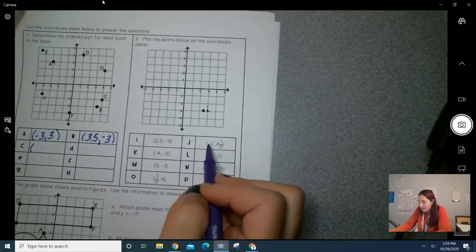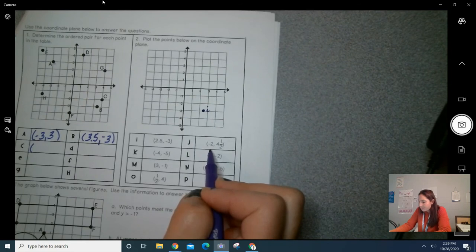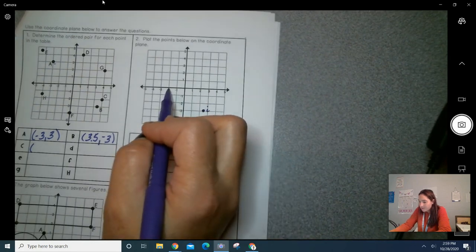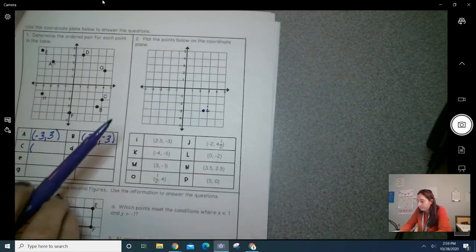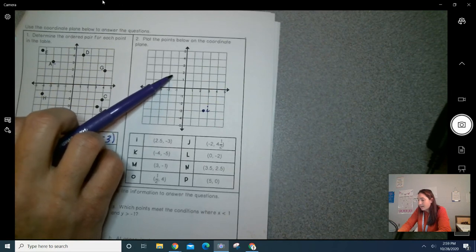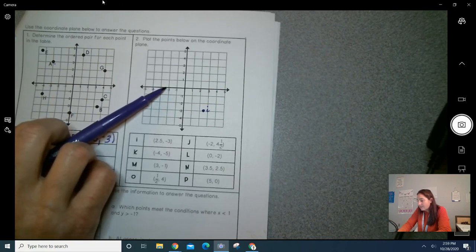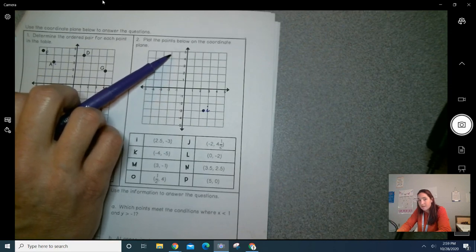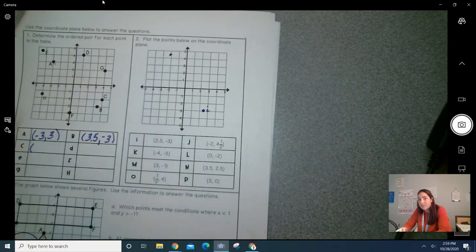For J, again, I start at the origin, and I go to -2 on the x-axis, which is going to be right here. And then I have to figure out where 4.5 is on my y-axis. So I stay at -2 and I move up and down to find 4.5. And so that's going to be right here. And that's the point J.